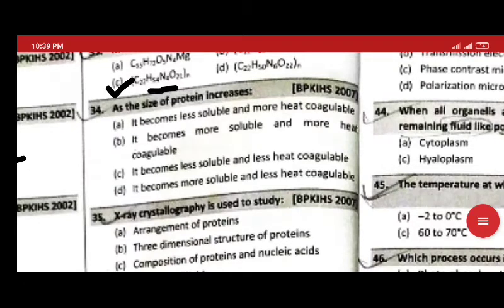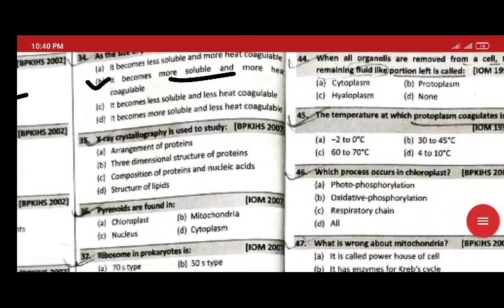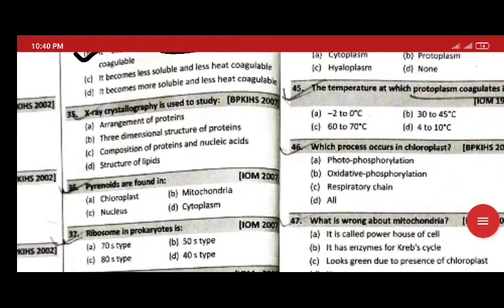Now 34, as the size of protein increases, it becomes what? More soluble. So B is right. Now X-ray crystallography is used to study what? X-ray shows the 3D complex of protein. So B should be right.